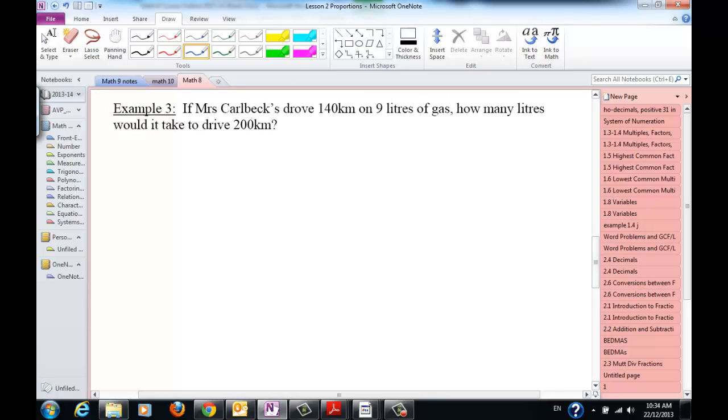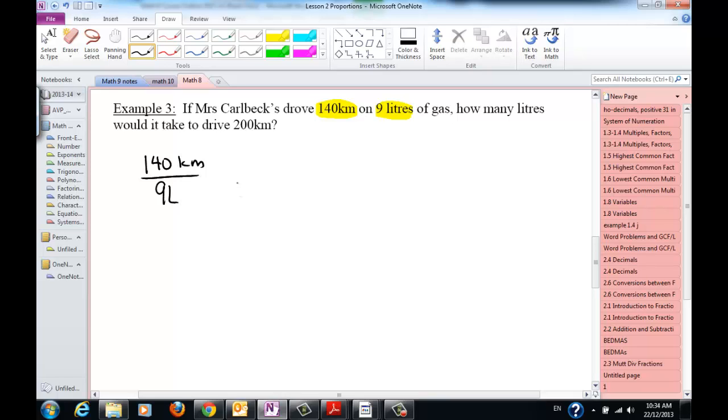Okay, so if Miss Carlbeck drove 140 kilometers on 9 liters of gas, how many liters would it take to drive 200 kilometers? Okay, so it might seem a little daunting at first, but notice that we're going 140 kilometers on 9 liters. Well, you saw this with rates. So really all I'm saying is I'm going 140 kilometers on 9 liters of gas.